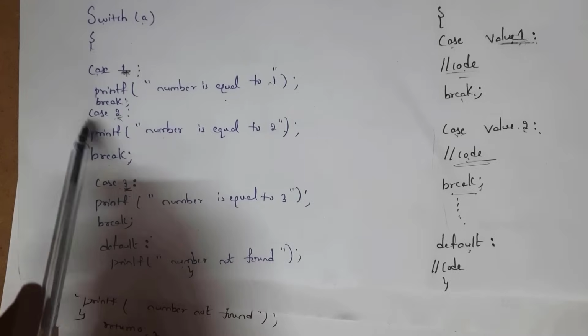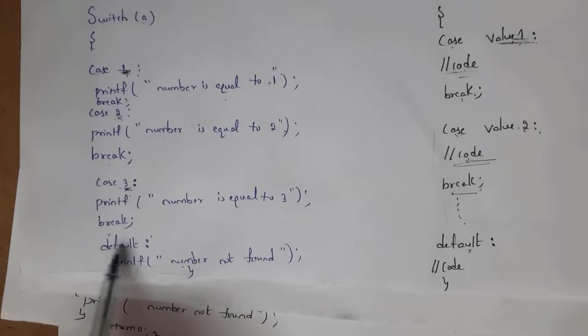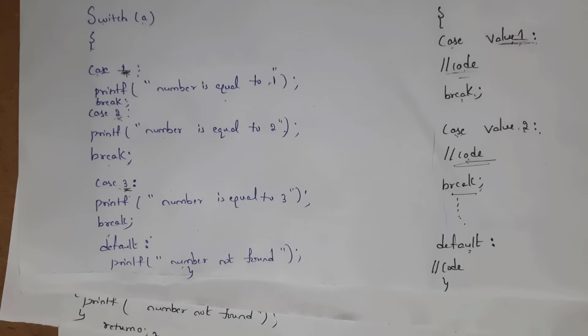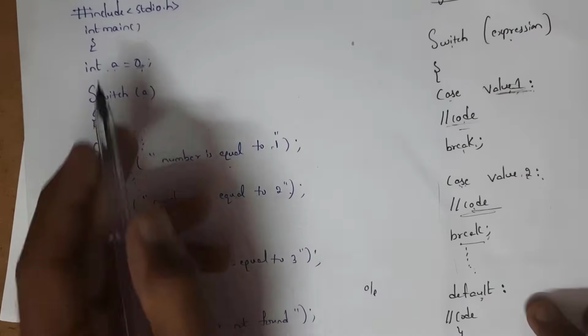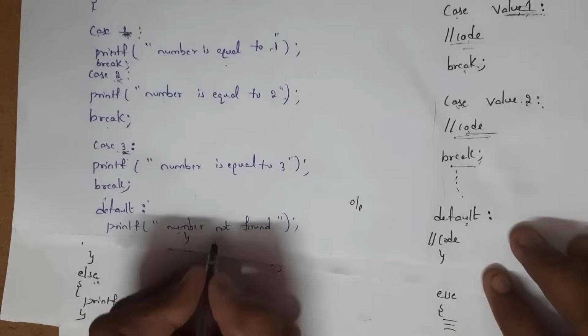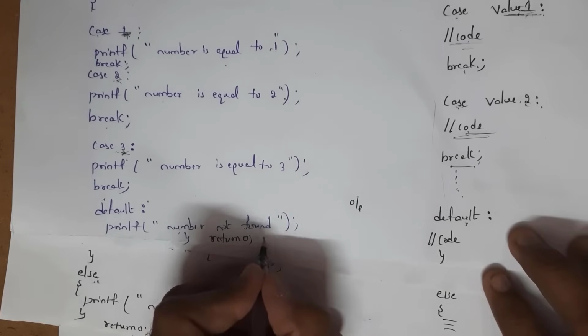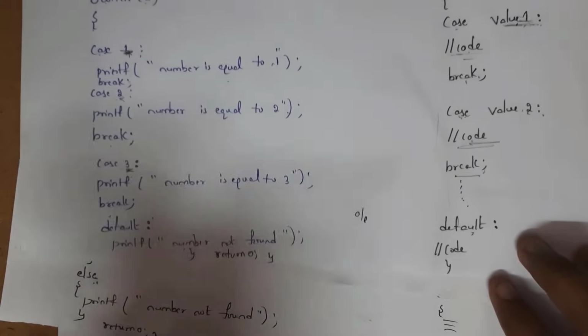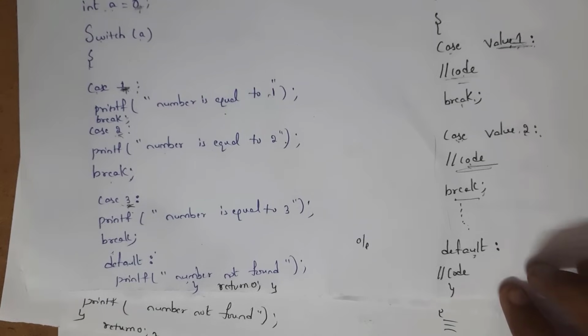So if all these conditions are false, then default statement will be executed. So I will get output as number not found. Here I written int main. So you need to write return 0 semicolon, close main function. This is program. Here I will get output as number not found.